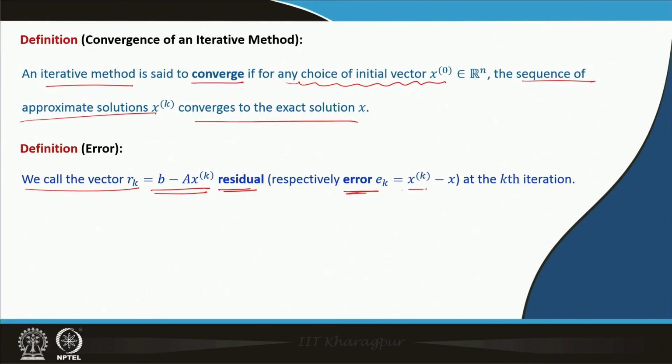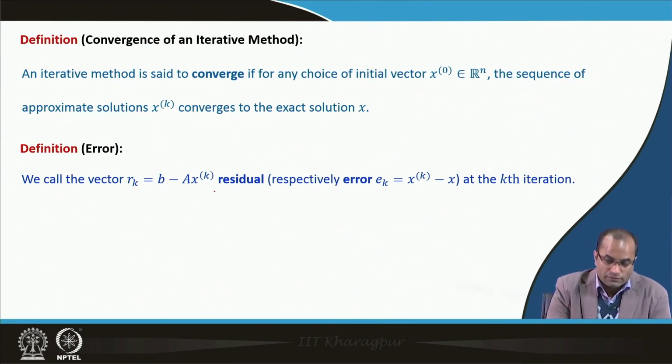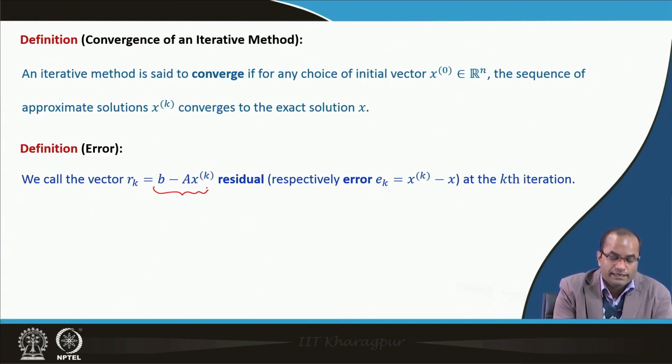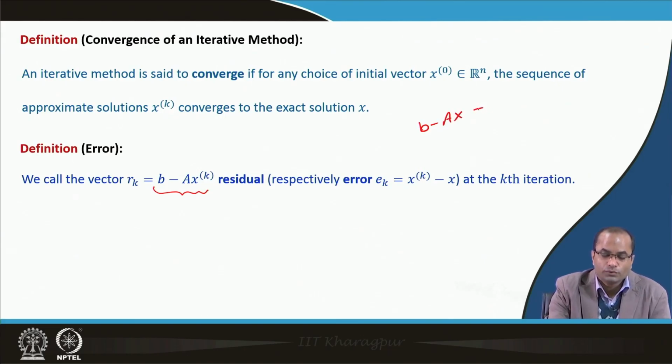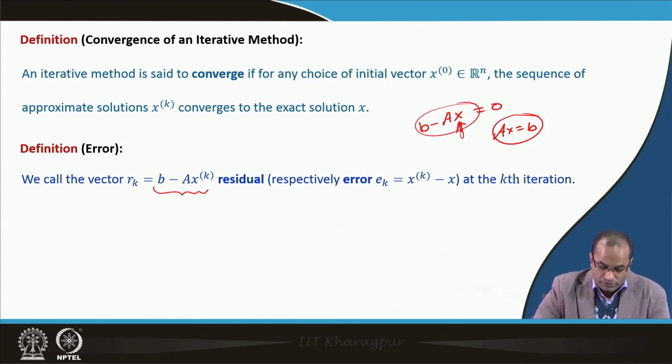Error is defined as x k minus x at the kth iteration. Here there are two types of errors. One is the residual, which is b minus A x, because b minus A x is supposed to be 0 if x is the exact solution, since A x is equal to b is our system. But this is not 0 for those approximate solutions.